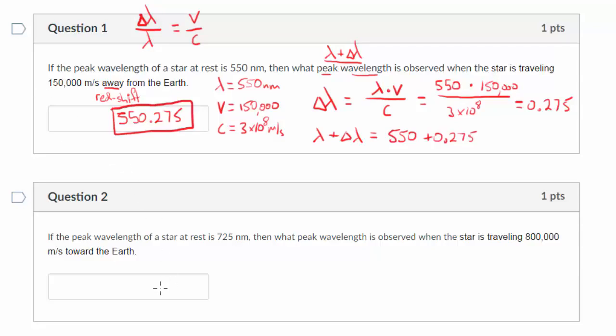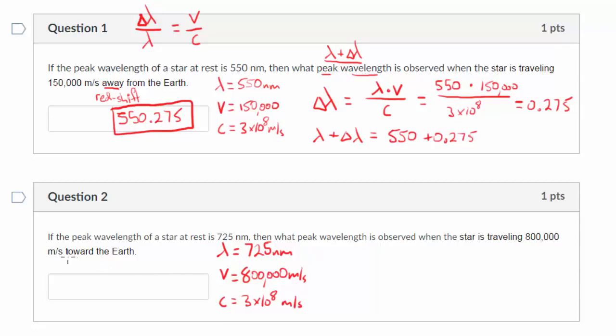All right, let's take a look at the second question. If the peak wavelength of a star at rest is 725 nanometers, then what peak wavelength is observed when it's traveling 800,000 meters per second toward the Earth? So this is very similar to the last question. I have here that lambda equals 725 nanometers. The velocity now is 800,000 meters per second. C, again, I have from my equation sheet is 3 times 10 to the 8 meters per second.